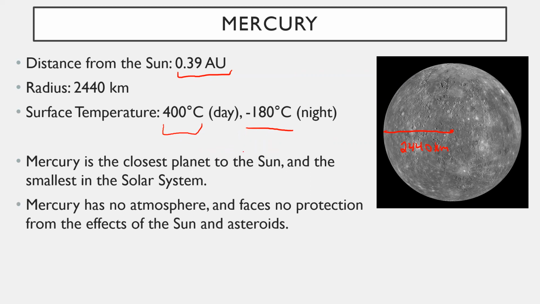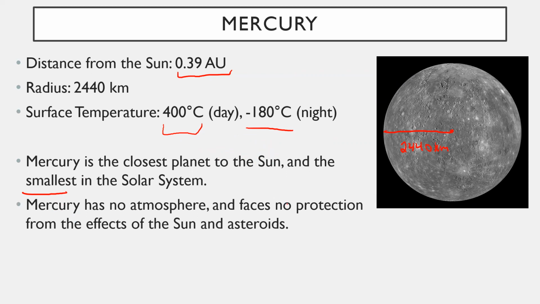But again, it doesn't have an atmosphere, so that heat doesn't really have anywhere to stay. So as soon as it becomes nighttime on Mercury, that side of Mercury instantly loses all that temperature. So Mercury is the closest planet to the sun. It's also the smallest in the solar system. That's kind of interesting that the smallest one's closest to the sun, but there's likely a good reason for that.